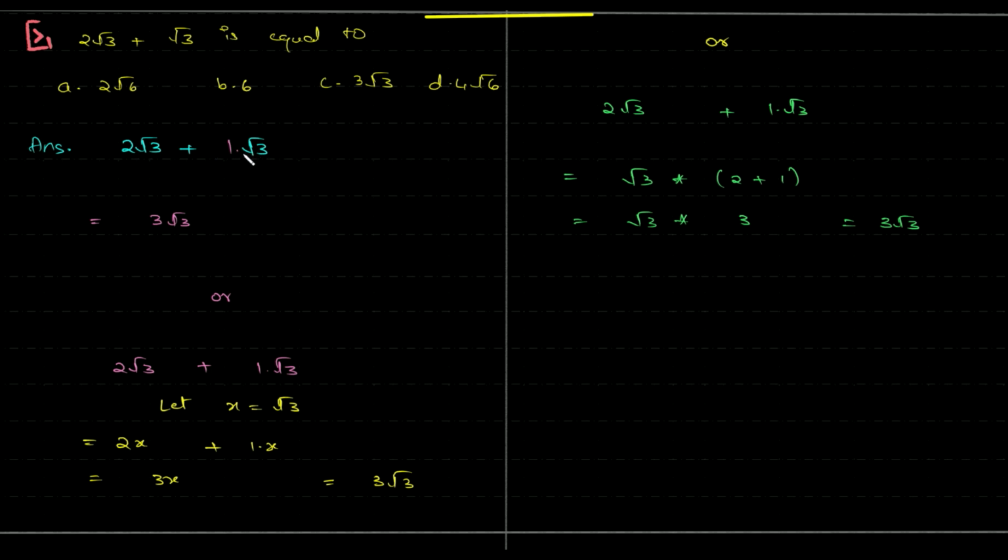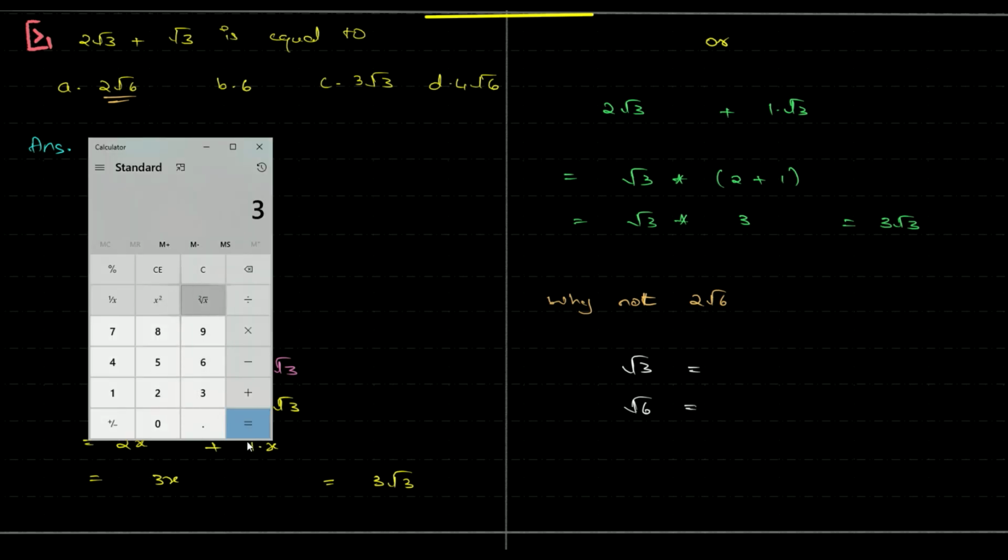So please understand that when you have 2 root 3 plus 1 root 3, it is not, as some people write it, 2 root 6. Why not 2 root of 6? See, first you need to understand that root 3 is actually a particular number. Root 6 is actually a particular number. Yes, it is an irrational number, it's never ending, but it's still a number.